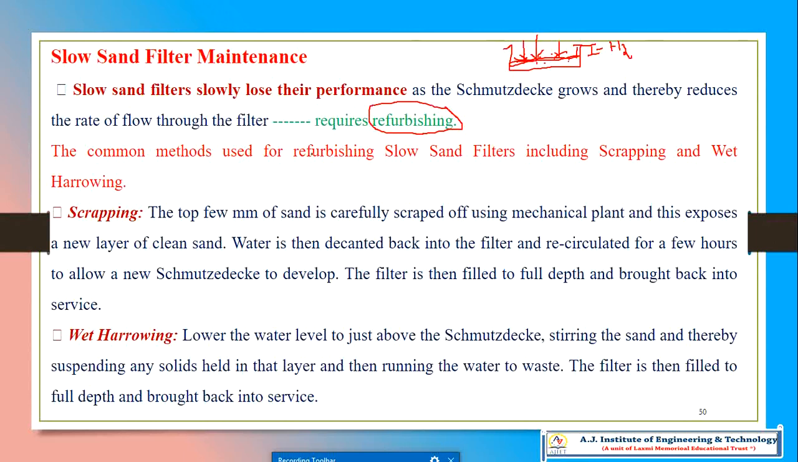The common method for refurbishing a slow sand filter: we are using scraping and wet harrowing. The scraping and wet harrowing method we follow for this particular problem, where this will be effectively used for refurbishing of our slow sand filter.